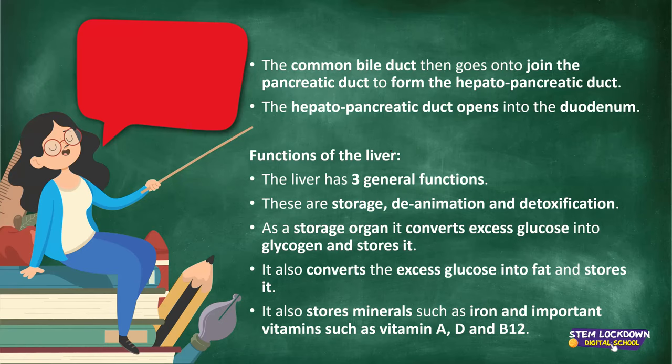Okay. Now, guys, very important to note are the functions of the liver. So the liver has three general functions, and that is storage, deamination, and detoxification. And as a storage organ, it converts excess glucose into glycogen and stores it, right? And it converts excess glucose into fat and also stores it. And it also stores minerals such as iron and important vitamins such as vitamin A, D, and B12. So guys, very important to note are the functions of the liver, right?